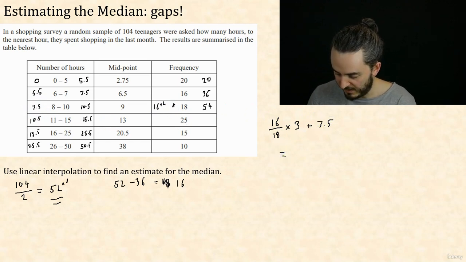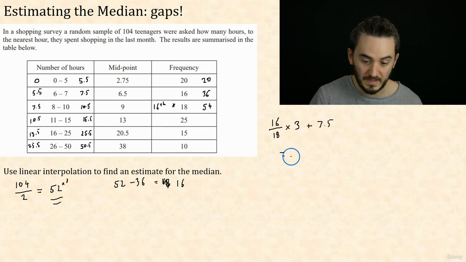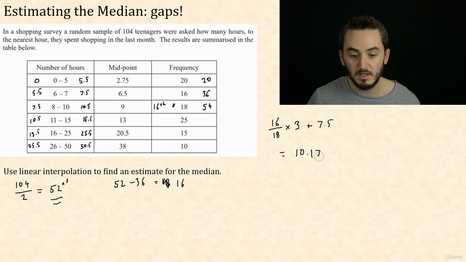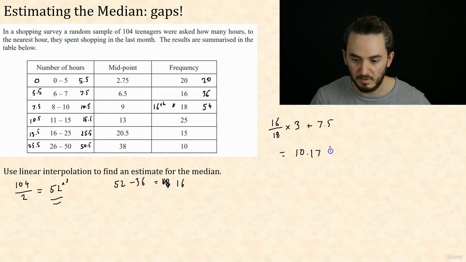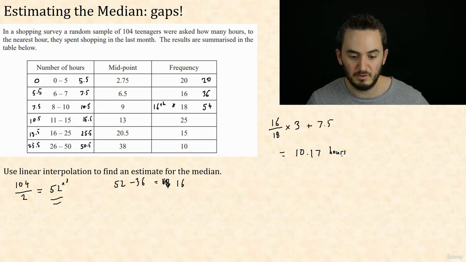16/18 tells me the fraction of the way into the group to go. The group has a width of 3, and I go that far in, so I start at 7.5 and move that far into the group. And that takes me to 10.17. So 10.17 is an estimate of the median, and that's given in hours. So there's linear interpolation used in a case where the edges of your boundaries don't quite match up.